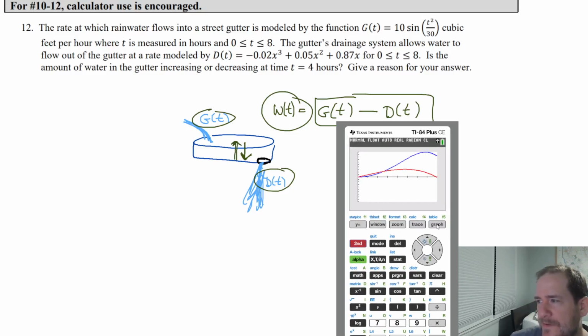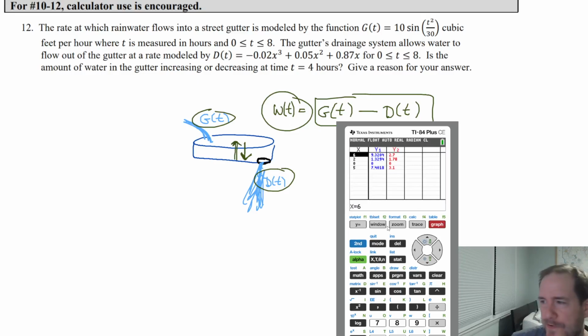So honestly, the fastest way to do this, I would think, is to go to your table and just ask it what's going on at 4 and press enter. And there's your two rates of change. This first one in blue is the rate at which water is entering, and it's 5-ish. And the one in red is the rate that the water is leaving. So if I'm gaining water at a rate of 5 and losing water at a rate of 3, then I'm gaining water at a rate of about 2.